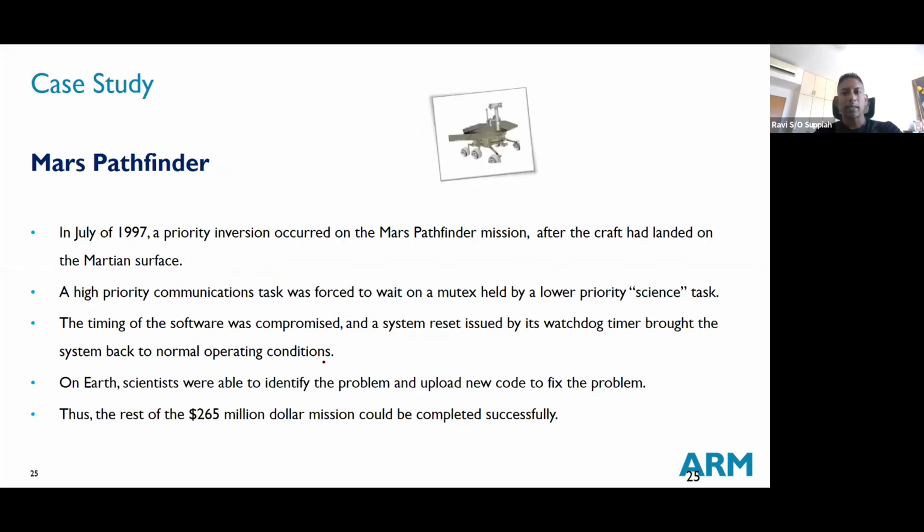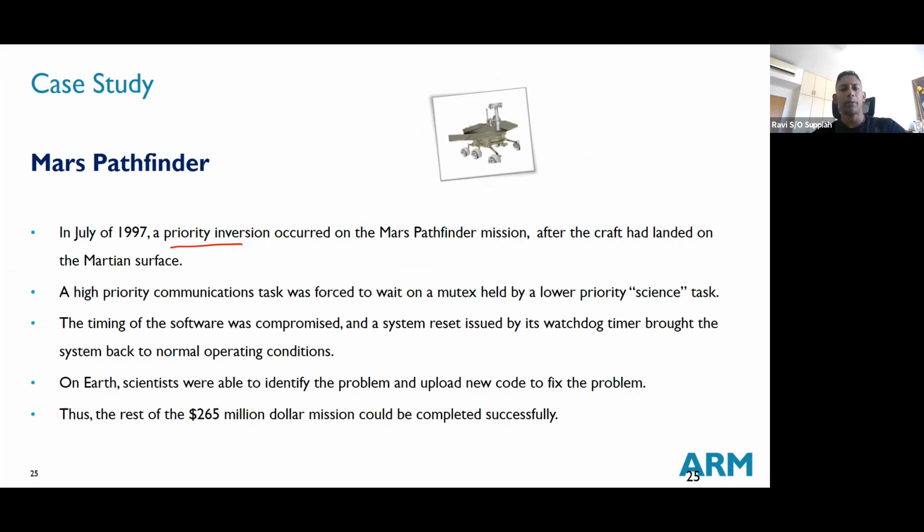Another example is a classic example in most RTOS literature, where there was a priority inversion on the Mars Pathfinder. As you know, these kinds of space probes are usually sent to Mars or some other planet to do some experiments. As experiments, they collect samples, do some analysis and send the data back.